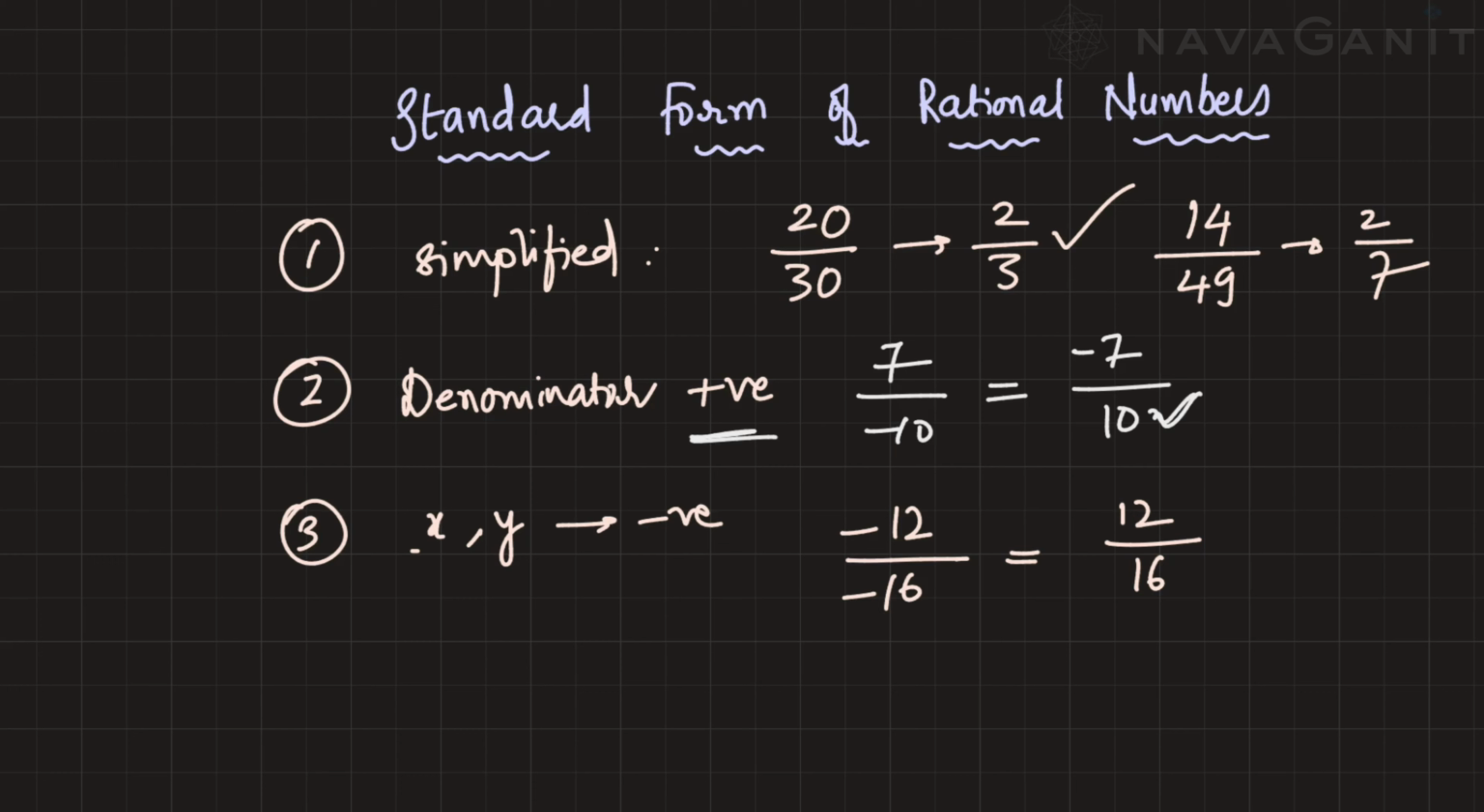Now from this video, there are three key points to remember. Firstly, a rational number must be of the form x by y, where y is not equal to 0. Secondly, regarding simplification, you need to reduce a fraction to its simplest terms. And regarding the sign convention, ensure that only the numerator carries the negative sign if applicable, so as to put it in its standard form of the rational number.